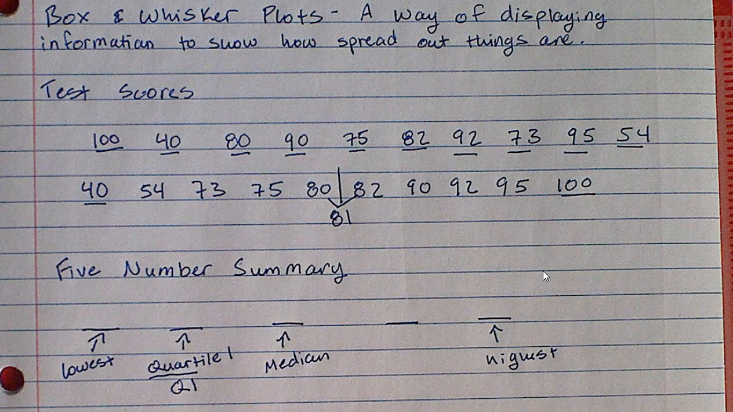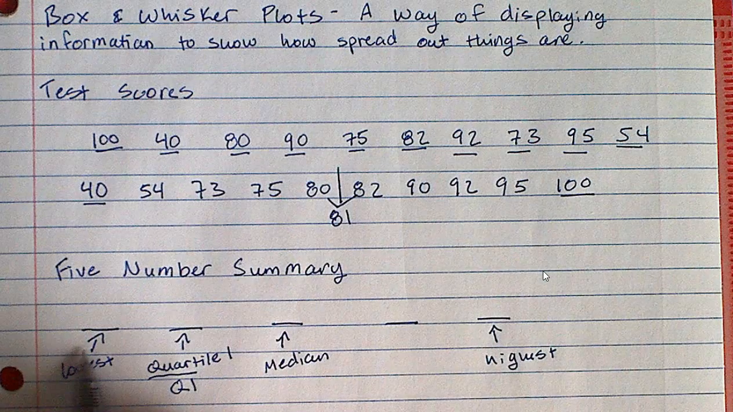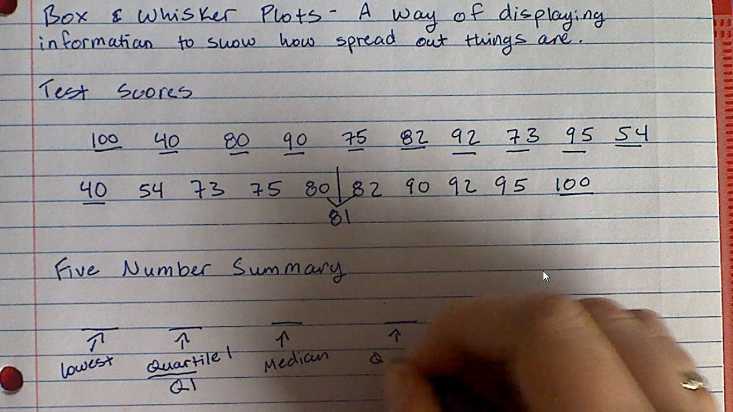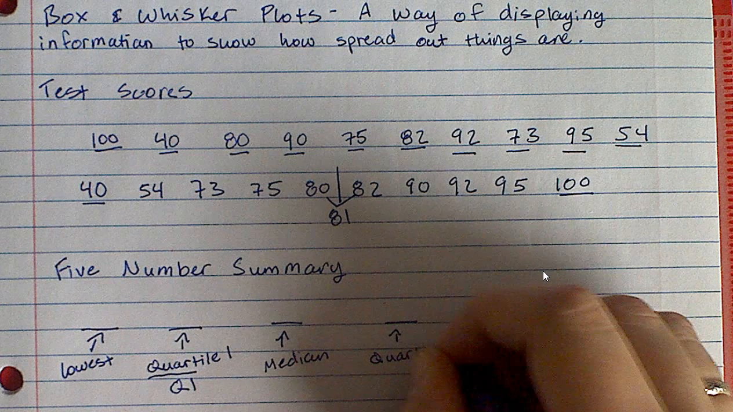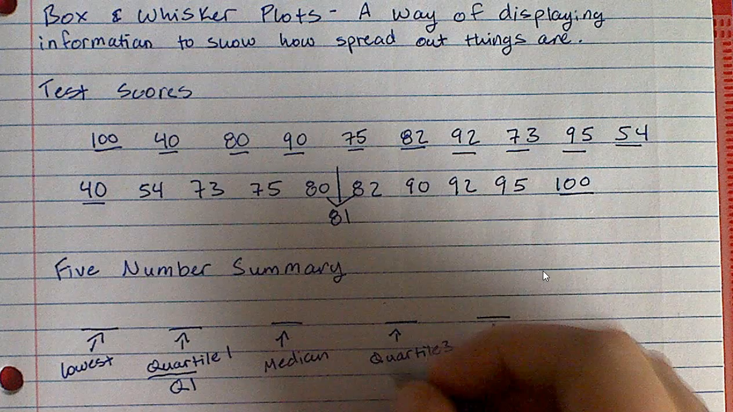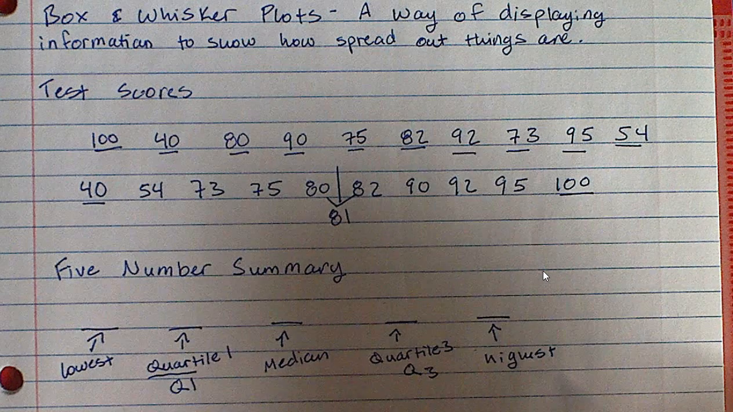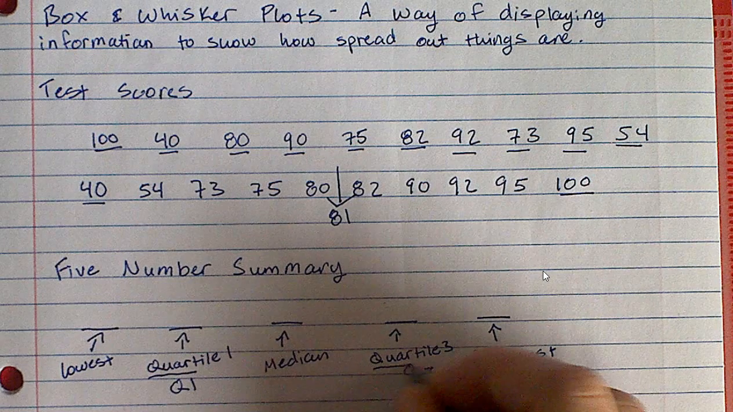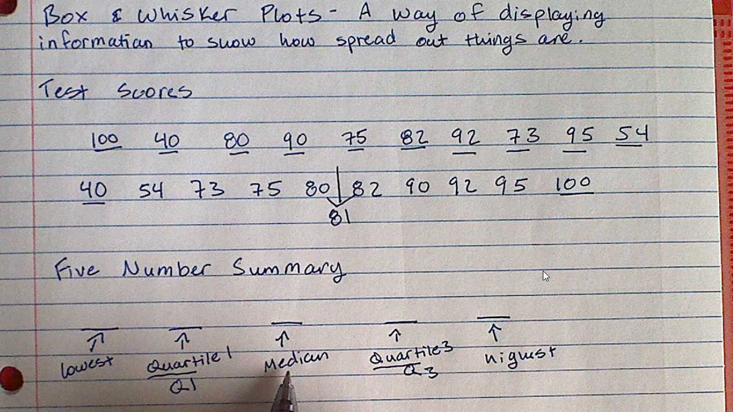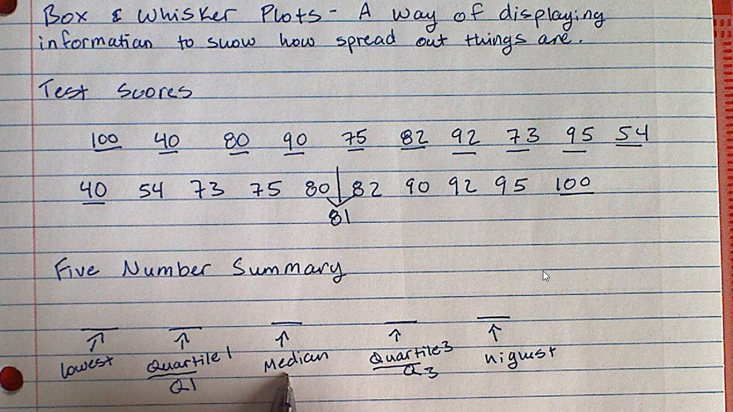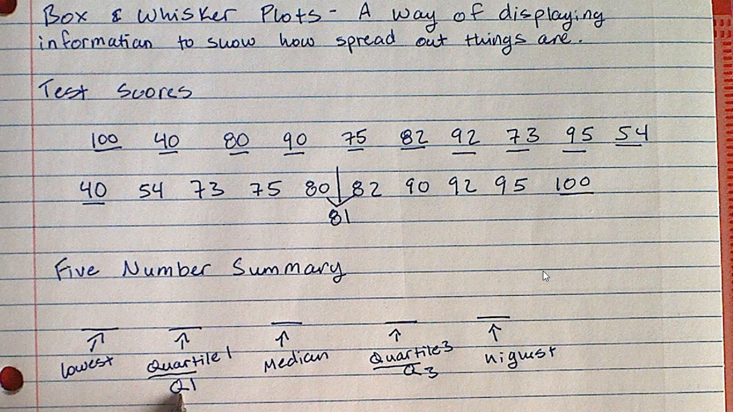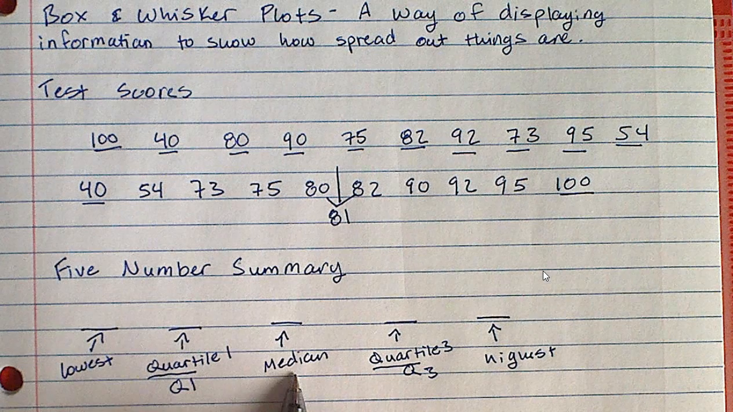Now over here, this isn't going to be Q2. This is going to be quartile 3. What's quartile 2? Quartile 2 is the median. The reason quartile 2 is the median is because 2/4 is exactly the same as 1/2, and the median is half. So this is 1/4, this is 2/4 or 1/2, and then this is going to be 3/4.